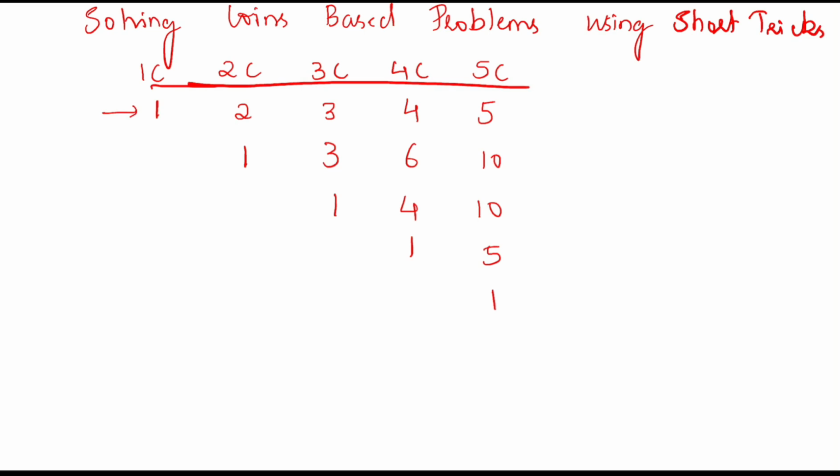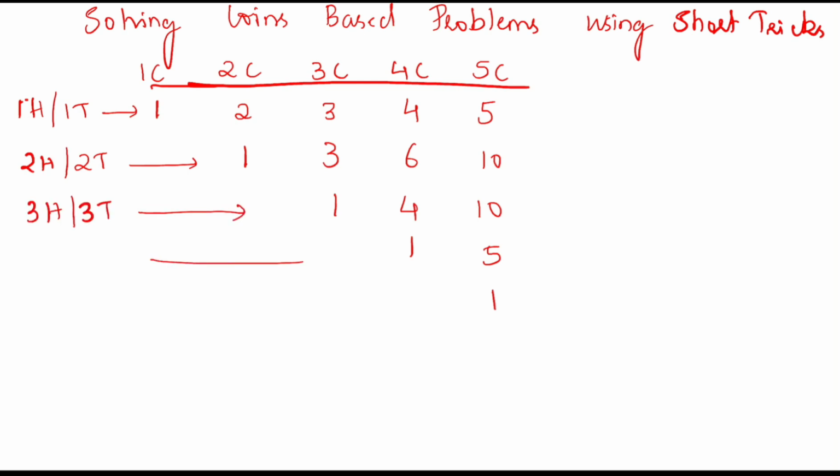Okay, and this column indicates 1 head 1 tail. So this is for 2 heads 2 tails, and this is for 3 heads 3 tails. This is 4 heads 4 tails, and this is 5 heads 5 tails. Just remember this much and you can solve any problems. So how is that? We will see one by one.